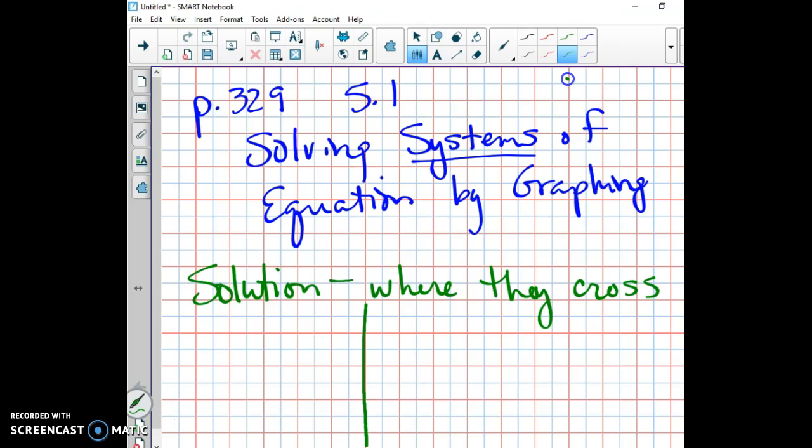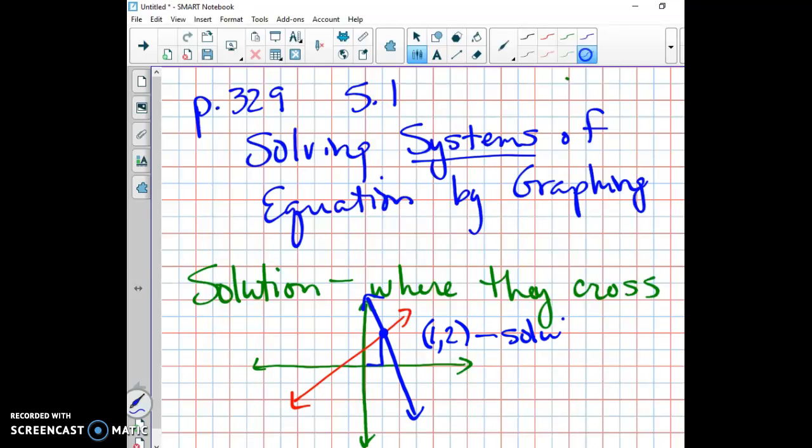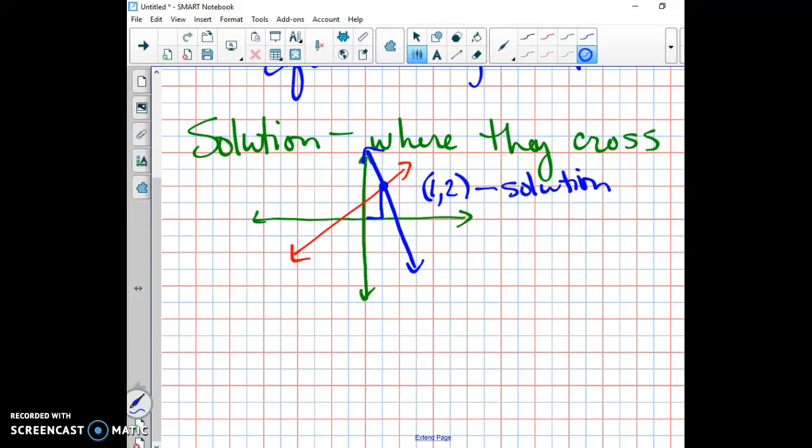If I drew a quick picture for you, it would look something like this. Line 1, line 2, and this would be our solution, roughly over 1 up 2. The point (1, 2) would be our solution. Okay? So with that in mind, we're going to go on to this first concept.